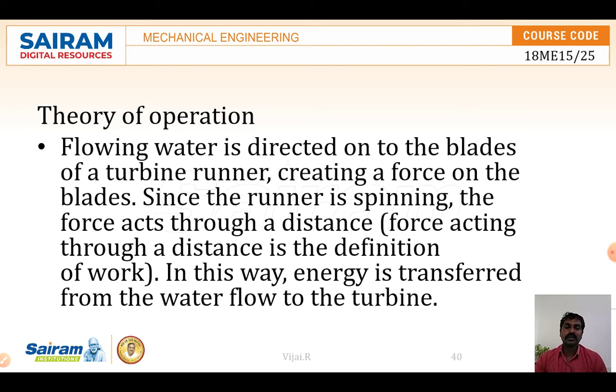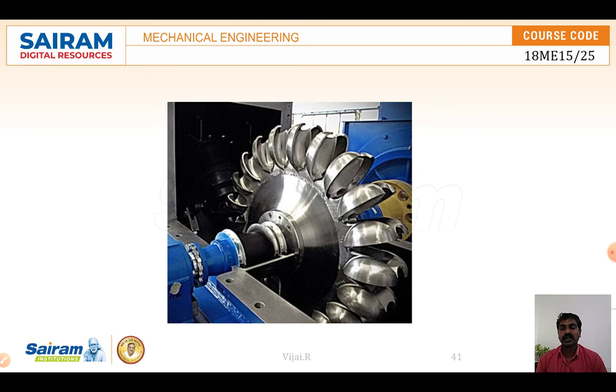As I said, the potential energy is getting converted into kinetic energy, and then it hits the turbine blades. You can see one of the turbines shown here. We will see how it functions. It's called a Pelton wheel turbine. We will see it in further classes. When water hits the turbine blades, the turbine is going to be rotated. This is the logic over here.